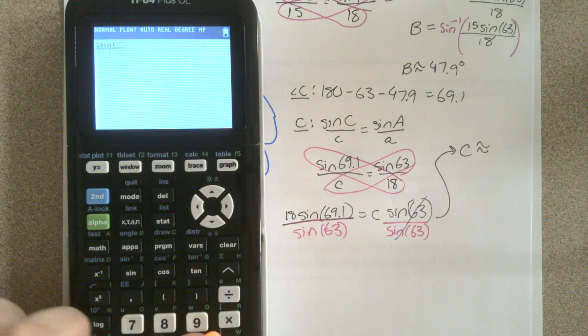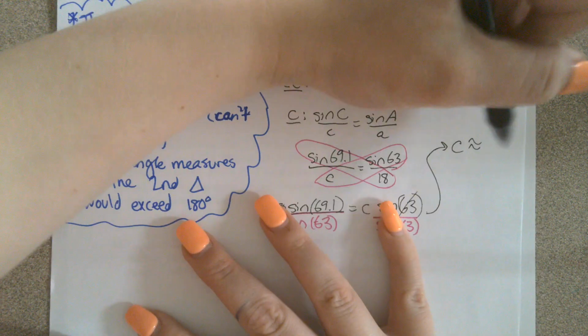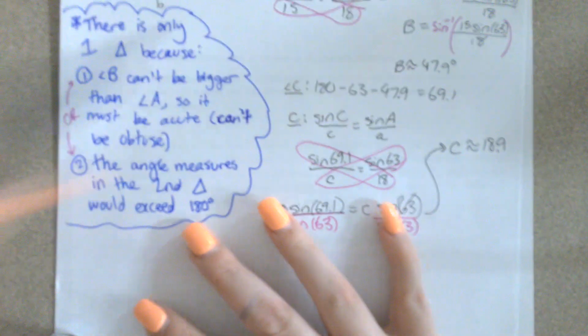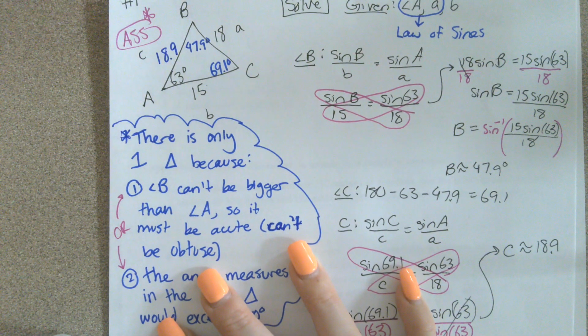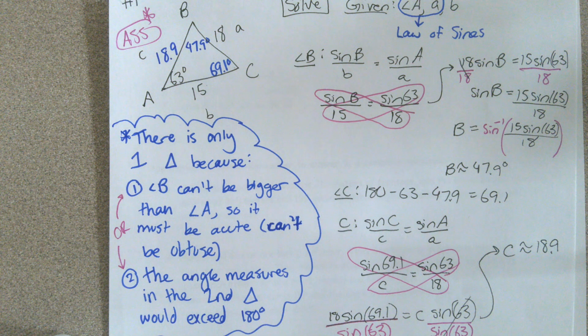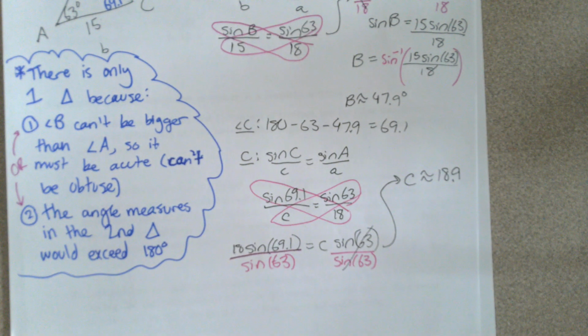18 sine of 69.1 over sine of 63. Rounding to the nearest tenth, we have 18.9. And that is all for number 1. A long problem for sure, but that's about as bad as it would get unless we would have to find the second triangle. That would be quite lengthy, but thankfully that did not happen this time around.